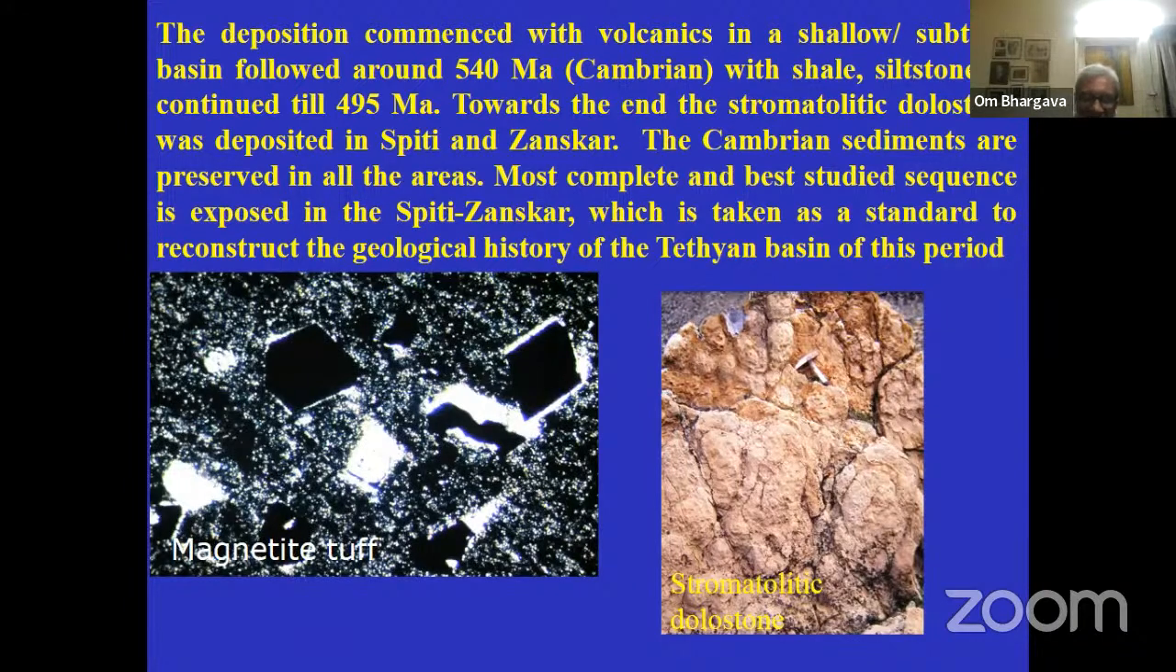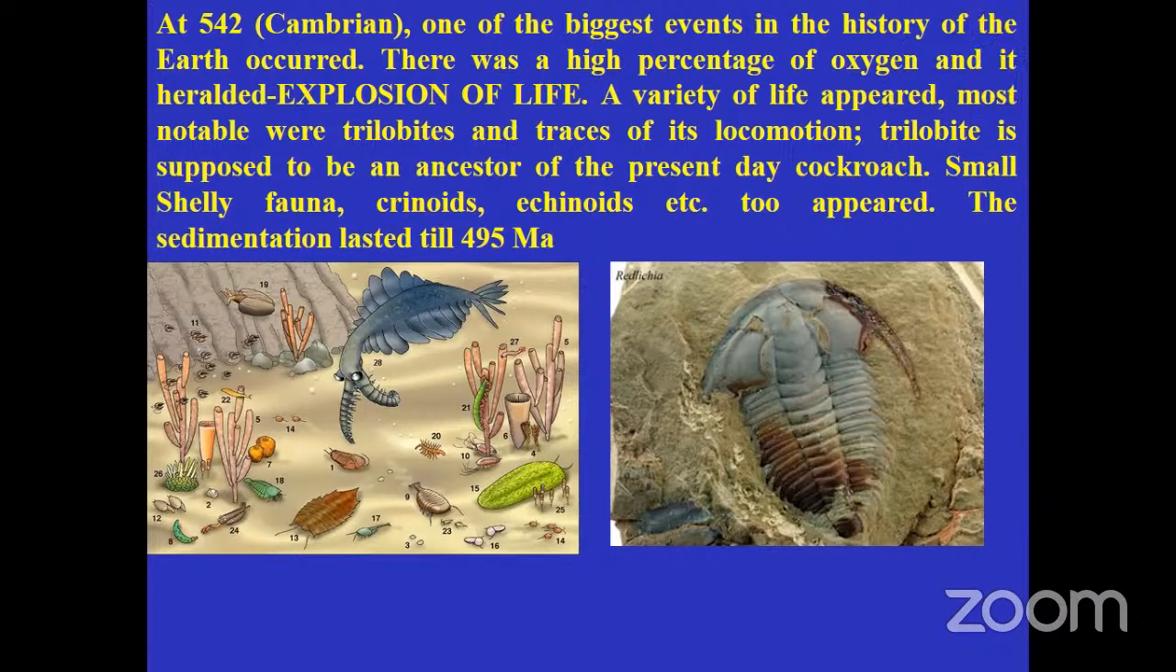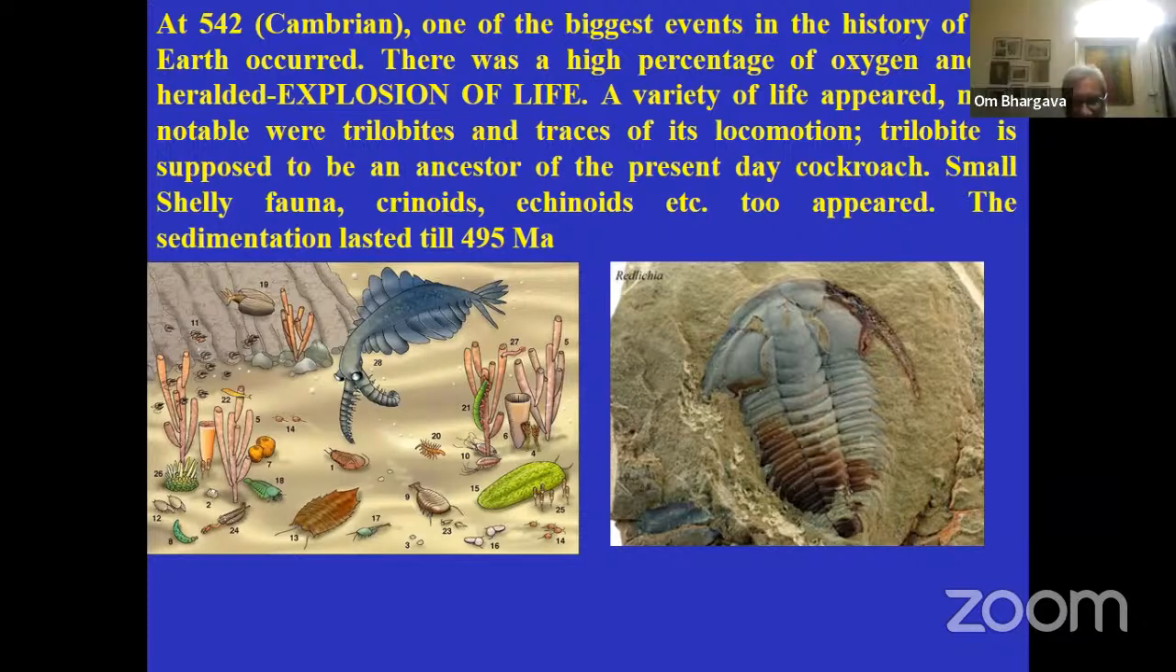And at 542, that was almost the pre-Cambrian boundary. There was a lot of oxygen in the atmosphere, and that led to an explosion of life. A variety of life appeared, notably trilobites. Traces of its locomotion are preserved. And trilobites are supposed to be ancestors of the present-day cockroach.